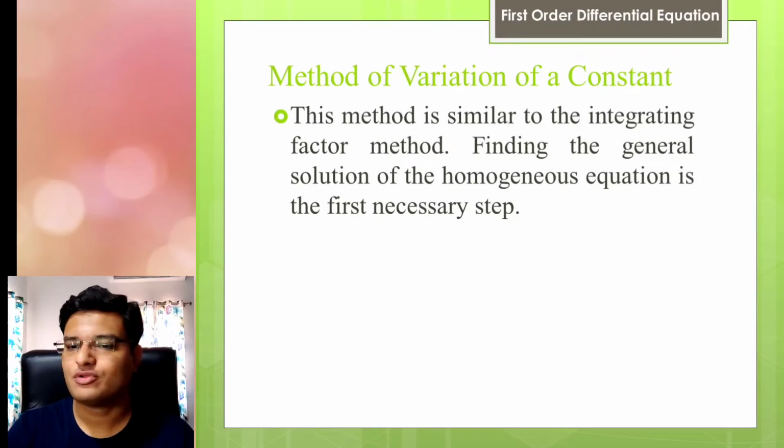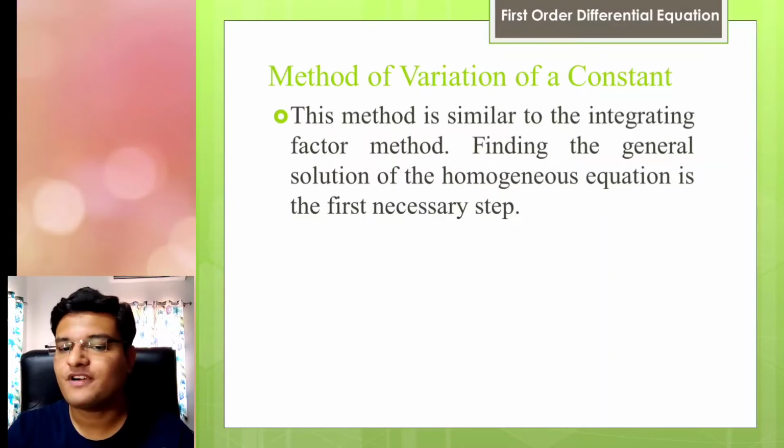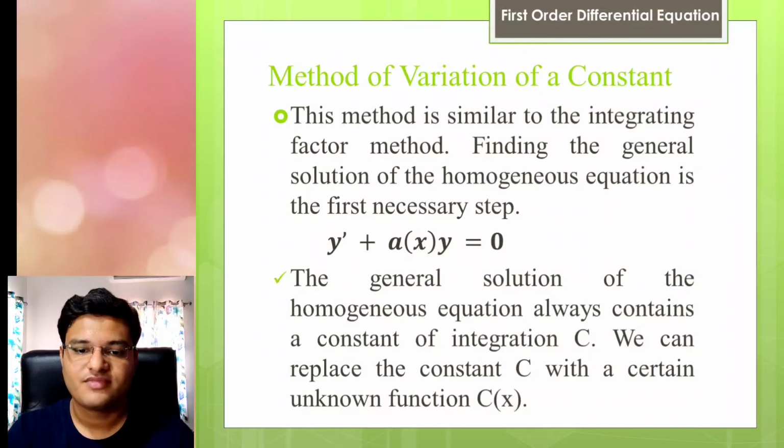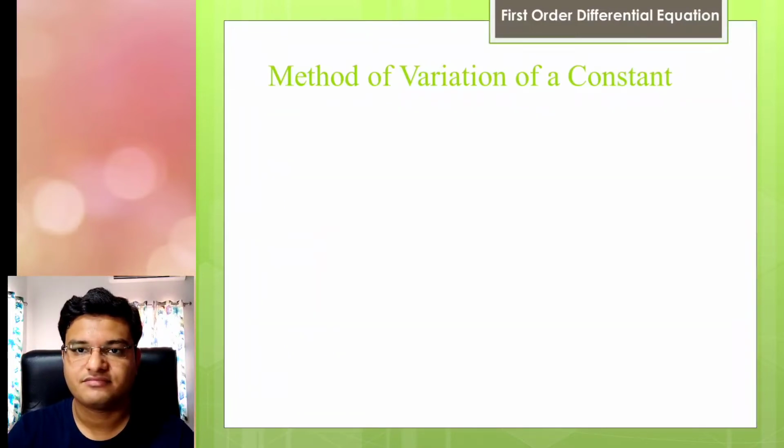This method is similar to the integrating factor method. Finding the general solution of the homogeneous equation, y' + a(x) y = 0, is the first necessary step. The general solution of the homogeneous equation always contains a constant of integration, C. We can replace the constant C with a certain unknown function C(x).